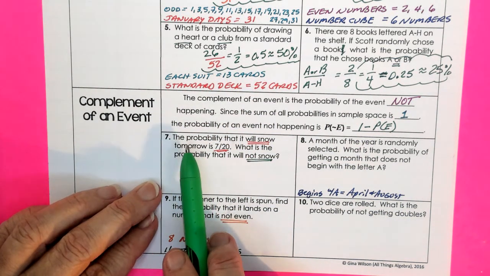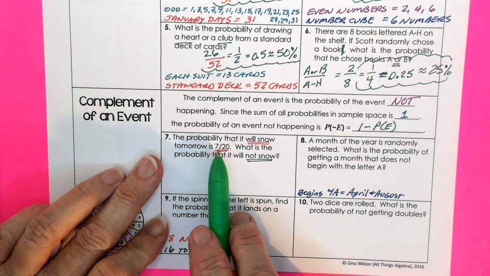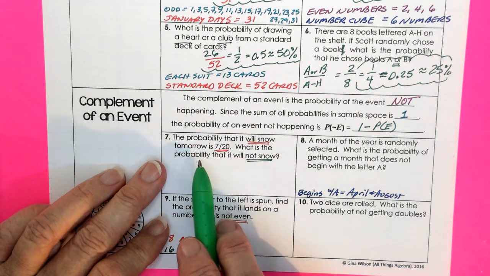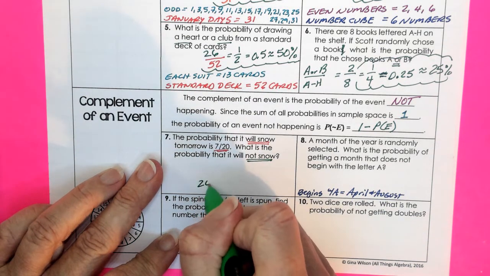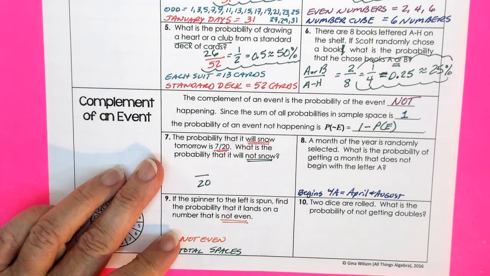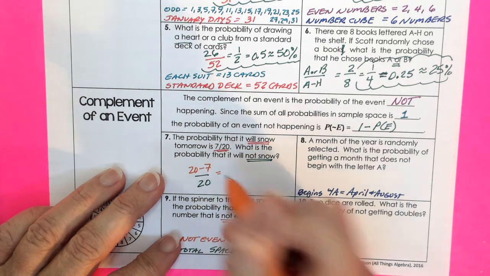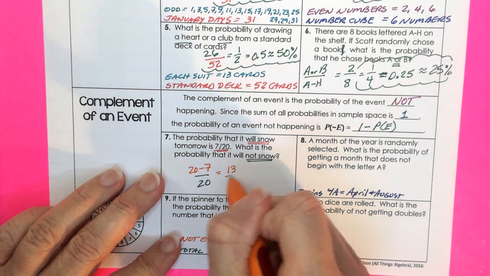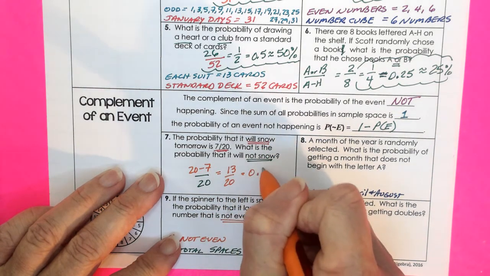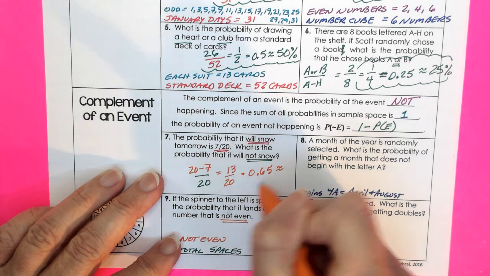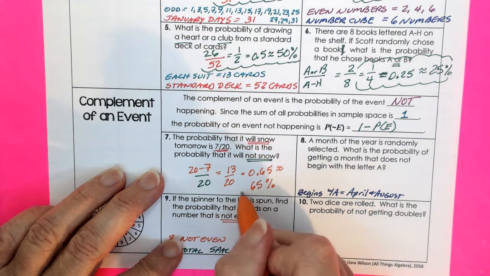So here, example 7 says the probability that it will snow tomorrow is a 7 out of 20 chance. What is the probability that it will not snow? Well, that means 20 is still our total, but 20 minus 7 is your numerator. So you have 13 over 20, which becomes 0.65, which is a 65% chance.